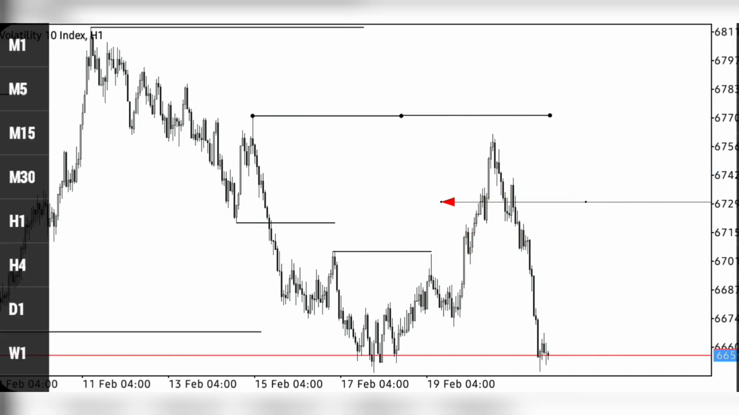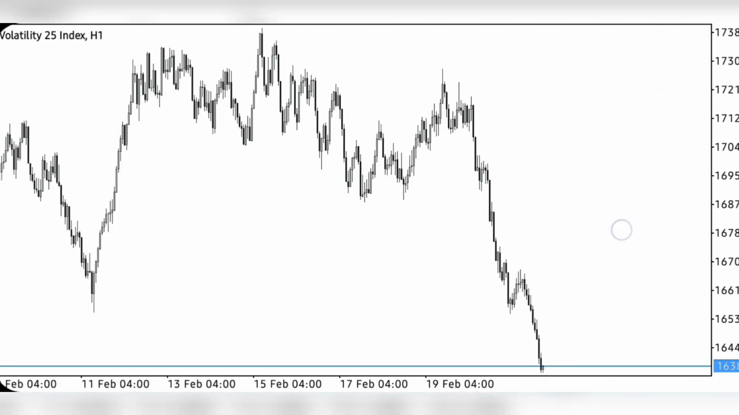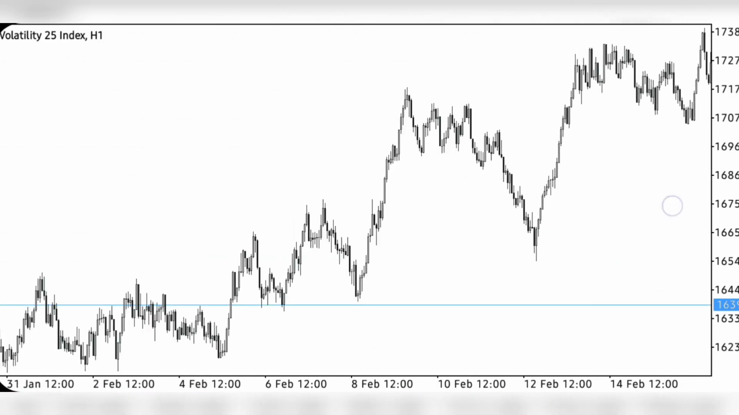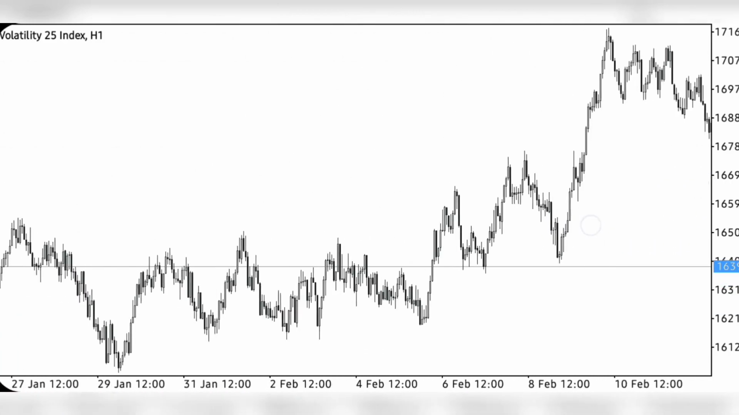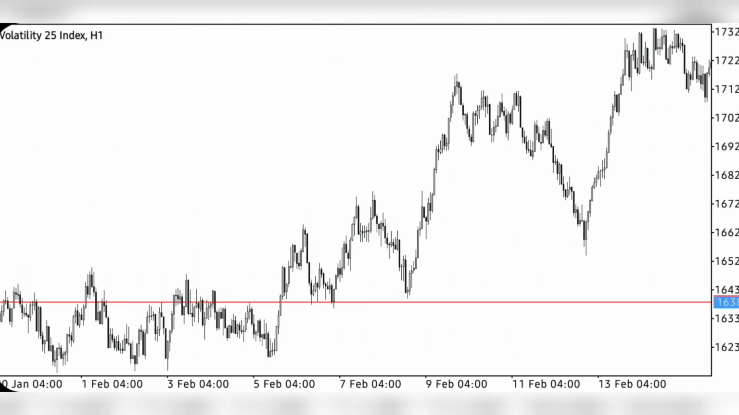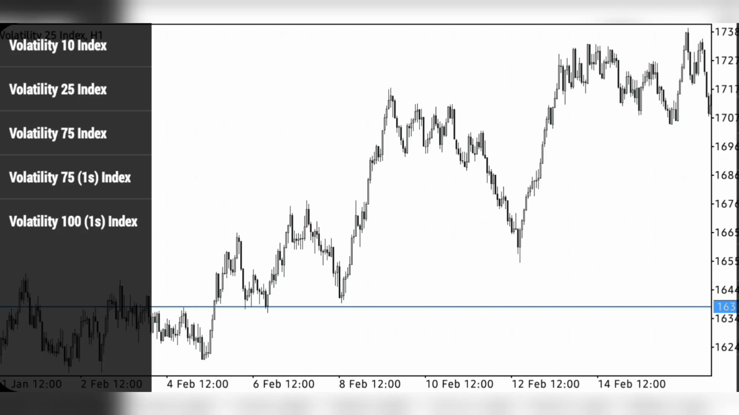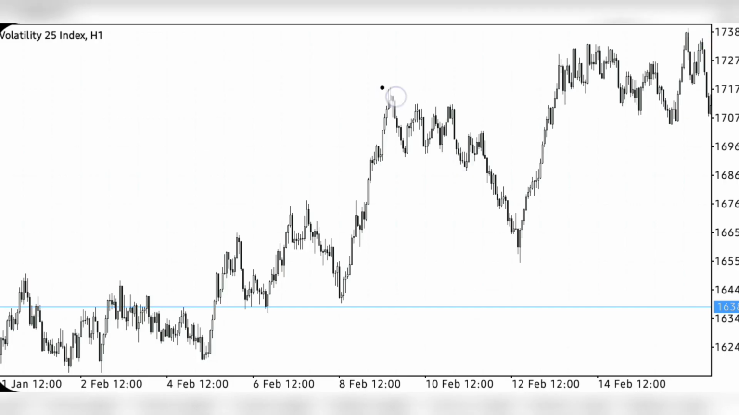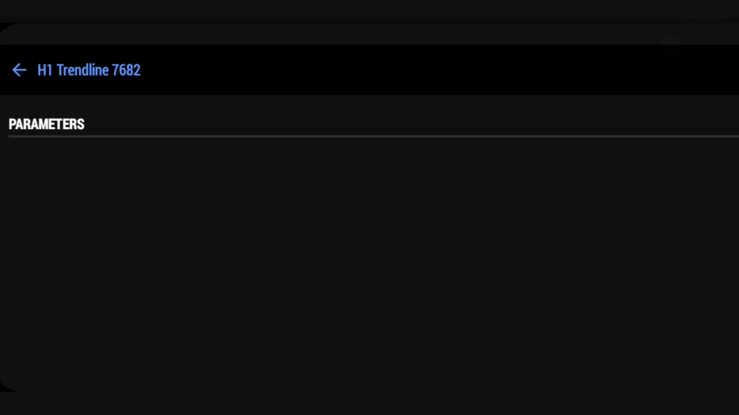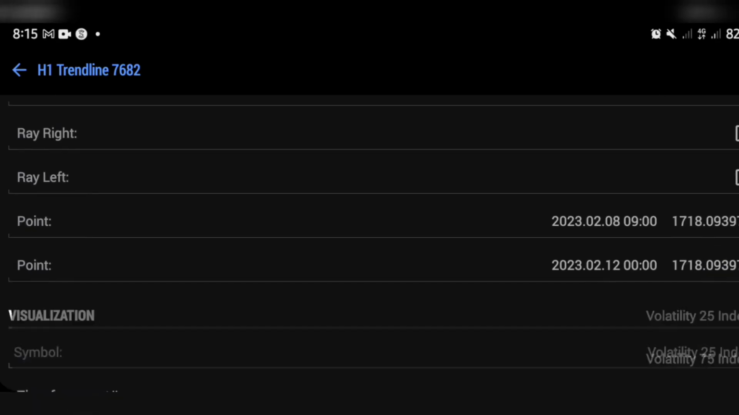Now, if we check another instrument, let's check the volatility 25 index. All right. So on this particular time frame, which is the H1 time frame, we've been trending to the upside also. Market has been creating series of higher highs, higher lows, higher highs, higher lows. And we have our last break of structure to the upside here. This was the last break of structure to the upside.